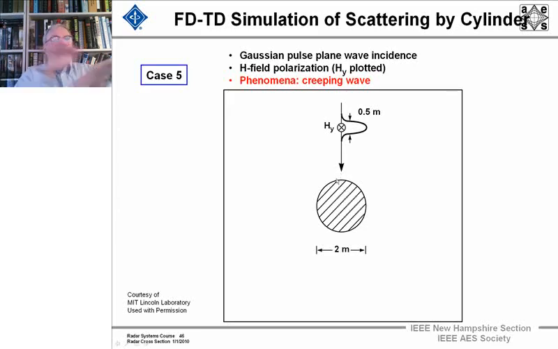If you're sending a sine wave in, we're sending just a bump in of energy. The time difference is such that you won't see it. But the creeping wave effect you'll be able to see quite readily with this. It's a Gaussian plane wave incident. The H field polarization, HY, is plotted here. This is the HY, and that's in that direction, in. And this is 2 meters in size.